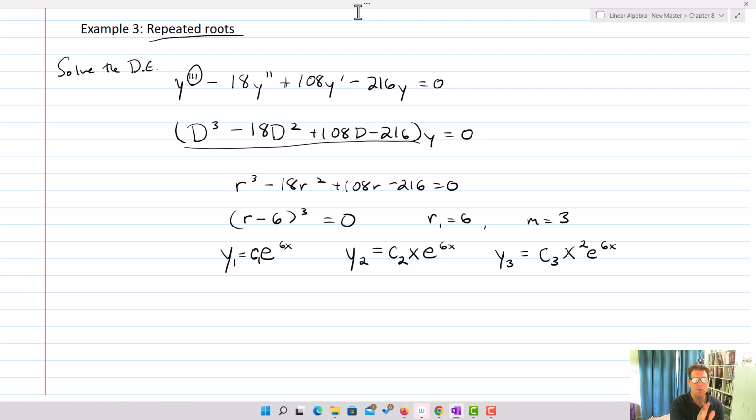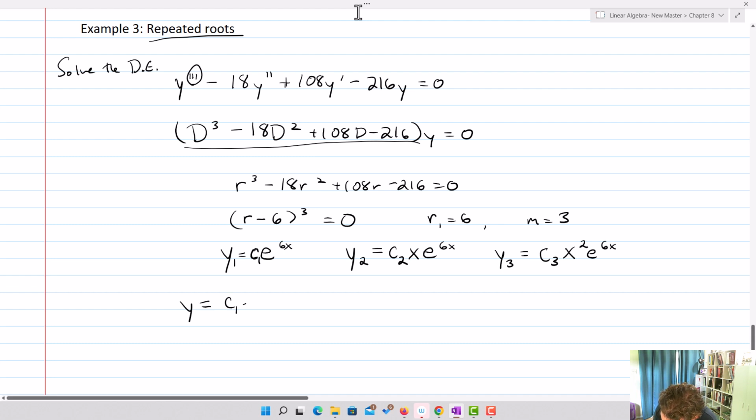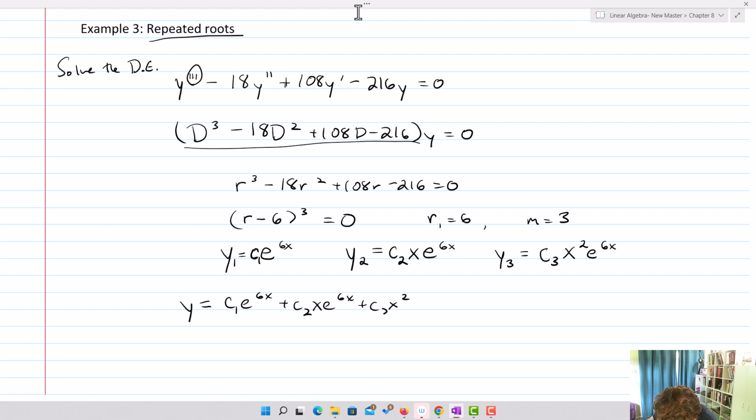Because we're looking at the third derivative, the x's go away, they end up getting subtracted out, and we end up with the solutions to this differential equation, despite the fact that they've got x's in them and not just e to some power, okay? So we're going to get y equals c1 e to the 6x plus c2 x e to the 6x plus c3 x squared e to the 6x, and that's going to be our solution.